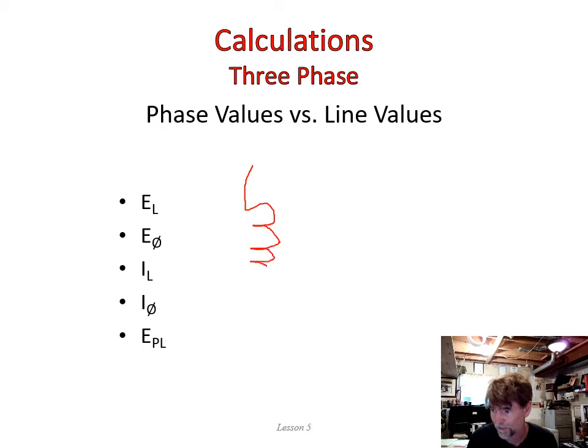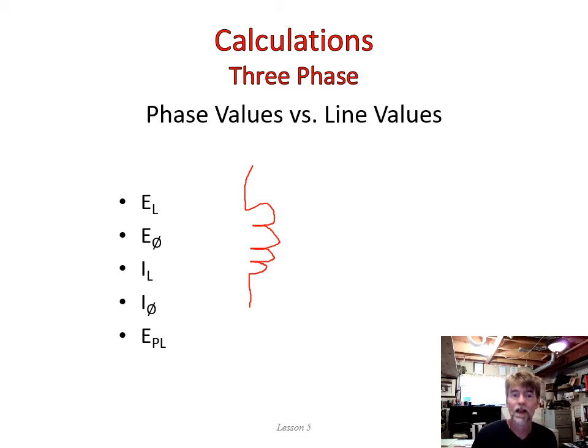I apologize in advance, guys. That's actually supposed to be a coil. Let's call that the secondary winding of a transformer. This is referred to as the phase. When we're calculating currents and voltages, we will call the transformer coil a phase.